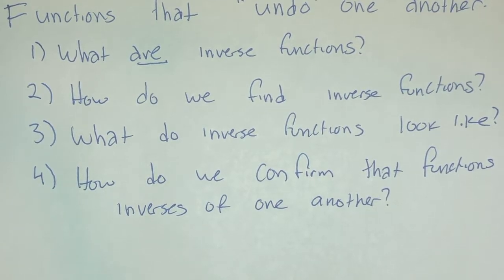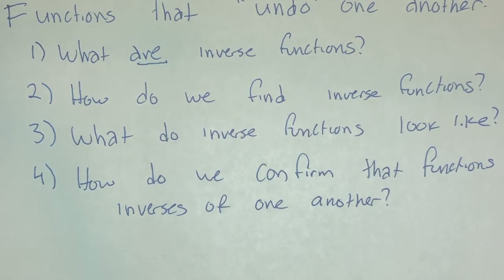Now, it's important to preface this by saying that not all functions have inverses in a sense. And when we talk about graphing, we are going to have to talk about how we'll have to modify the domain of certain functions such that they will have inverses, okay? So this video is not to tell you how to know when a function has an inverse. It's simply to answer these 4 questions. What are they? How do we find them? What do they look like? And how do we confirm that they're inverses of one another? Okay?